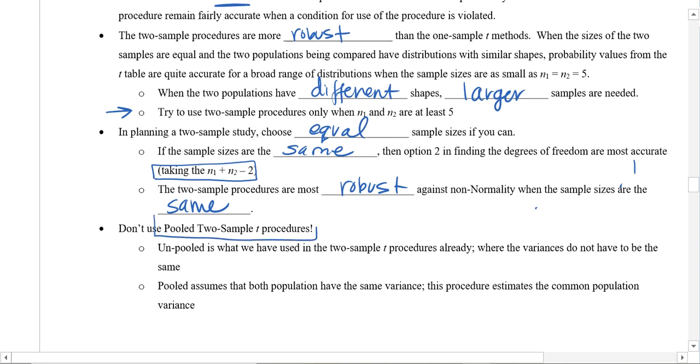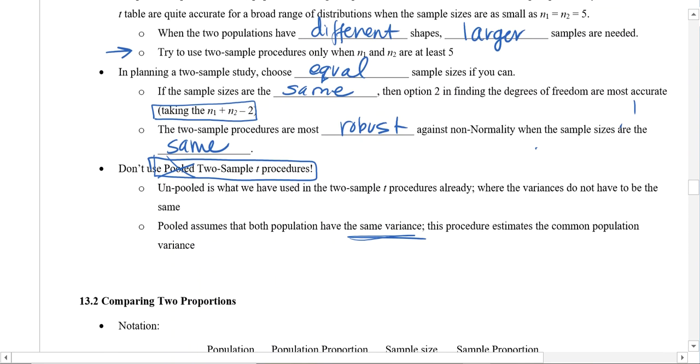So don't use pooled two sample procedures. This applies to the calculator. We are never going to use that. Unpooled is what we use, where the two sample procedures have different variances. They don't have to be the same. Pooled assumes that both populations have to have the same variance, which is not what we are normally assuming. Okay. All right. So hopefully that helps clarify some of the two sample mean procedures.